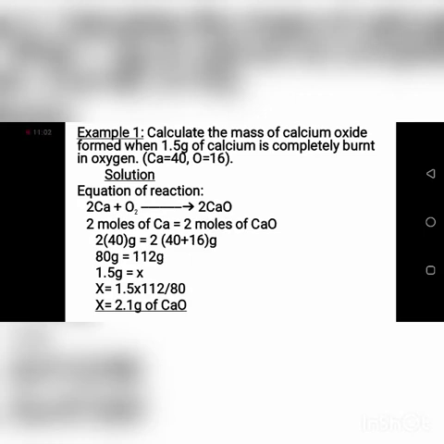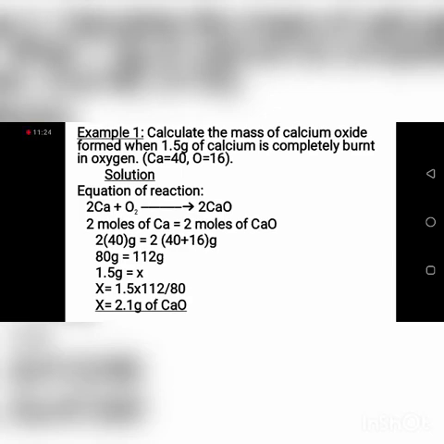So the solution to this question: I've told you the first thing you are going to do is to write the equation of the reaction. So calcium reacting with oxygen gas will give us calcium oxide, and you balance the equation accordingly. This particular equation has been balanced by adding 2 before calcium and adding 2 before calcium oxide. So you look at this question very well.